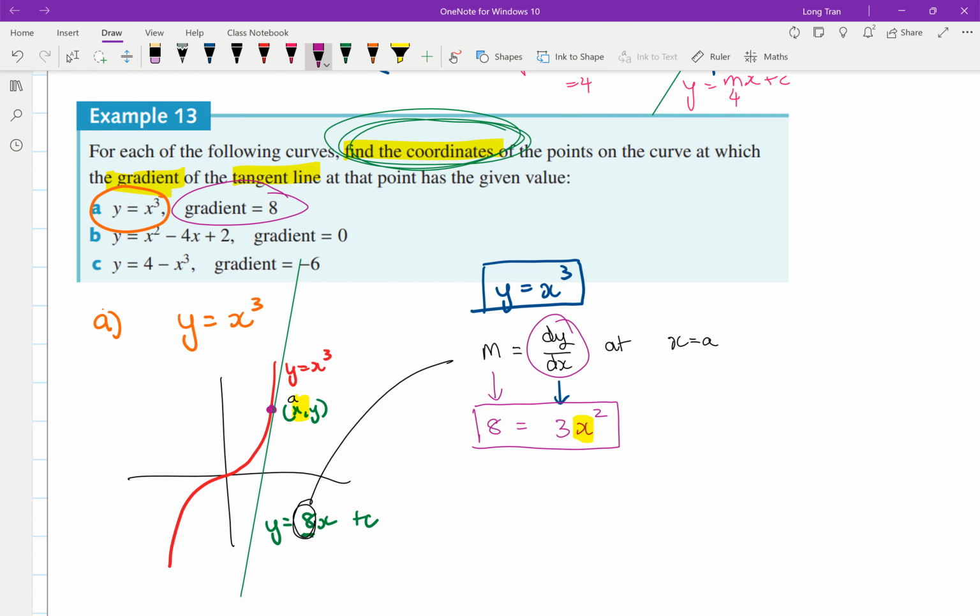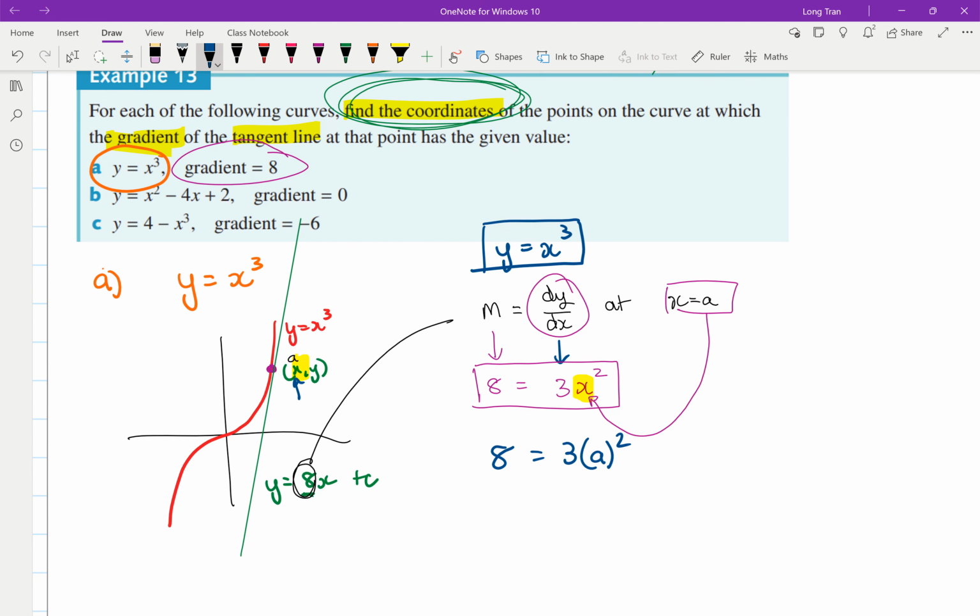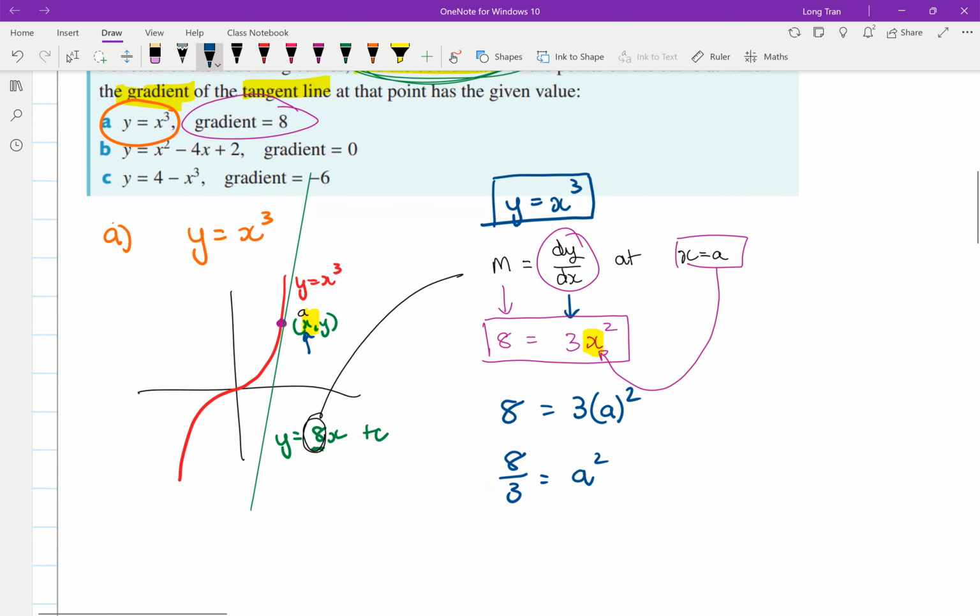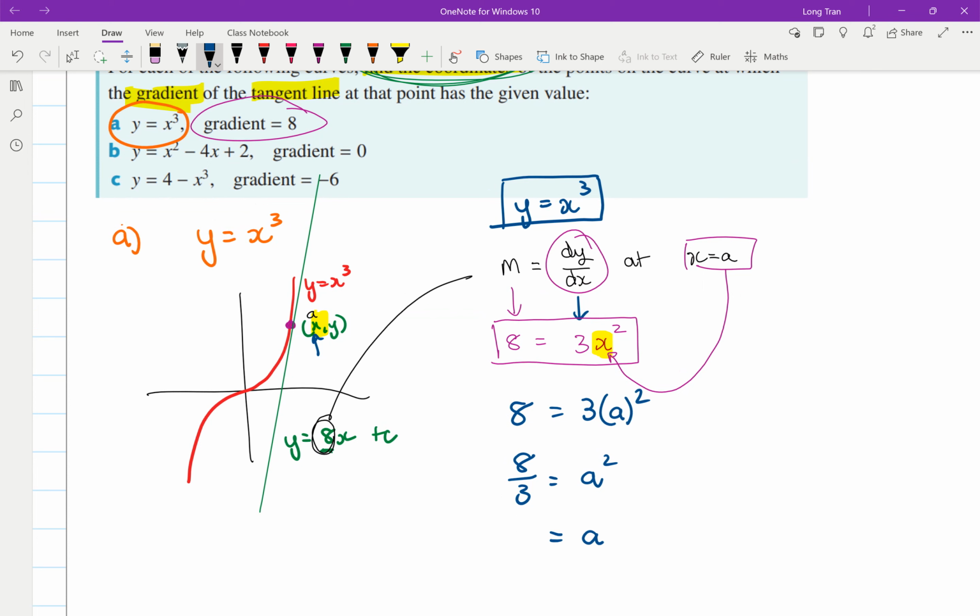I want to know when x equals a, so all I'm doing is substituting a in, and this is what I get. I get 8 is equal to 3 times a squared. Solve for a, because if I can solve for a, I know that x coordinate point. That's all it is. So here we go. Divide 3 on both sides, you get 8 over 3 equals a squared. To get a, inverse of squaring, square root. Here we go, I get square root of 8 over 3, which gives you plus or minus. Okay, so I get 2 values of a that can give me a gradient of 8.